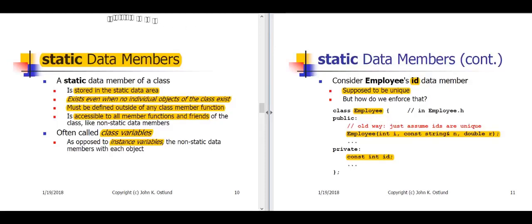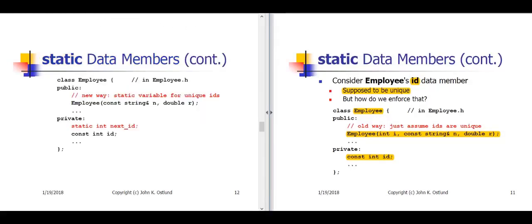So we're showing on slide 12 the use of a static data member to help us do exactly this. Notice that on slide 12 we've revised our constructor for the employee class so that only the initial name and the initial rate are passed into the constructor. We've established a static int data member called nextID that is shared by all objects of the employee class, and that in fact will even exist if there are no objects of the employee class currently in our program.